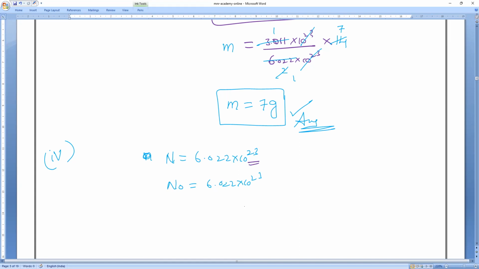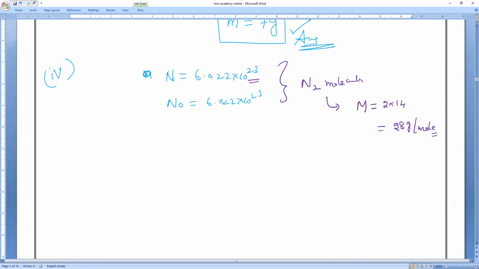Sir, the same number is given. How, sir? Let them give. Nothing will happen. But now N2 molecules, N2 gas is given, so molecules it is. So what is the molar mass of N2? Molar mass of nitrogen equals 2 into 14, which is 28 gram per mole. Am I right? Yes or no?